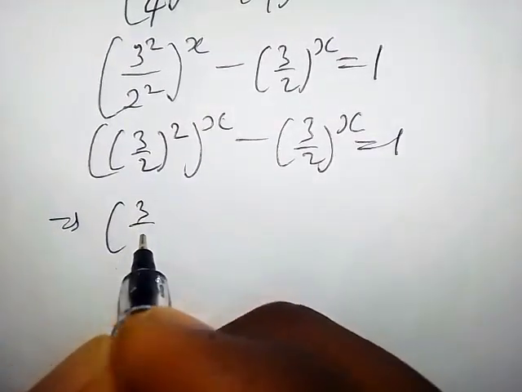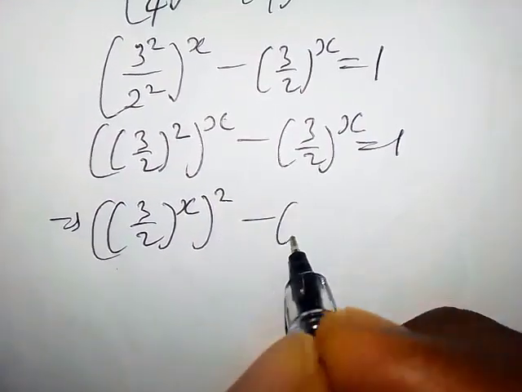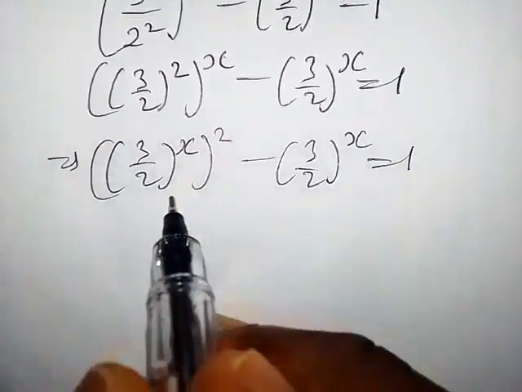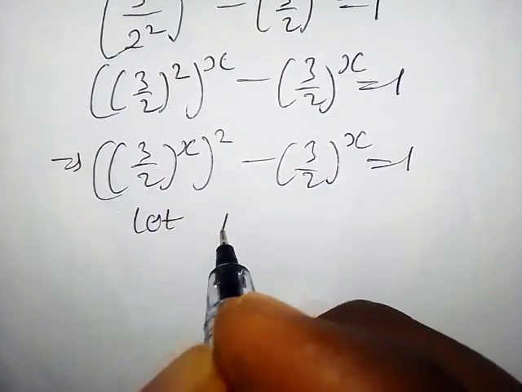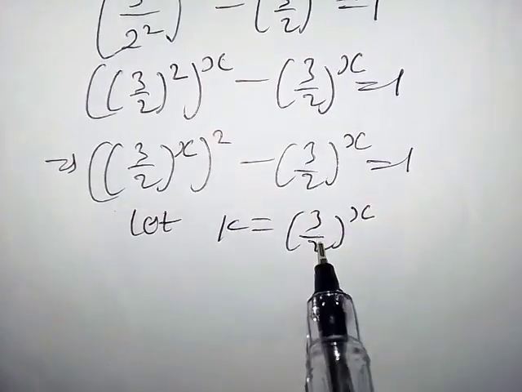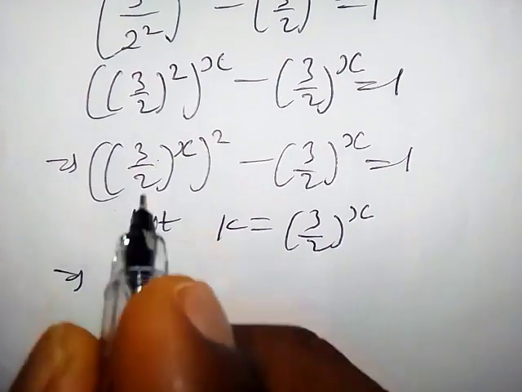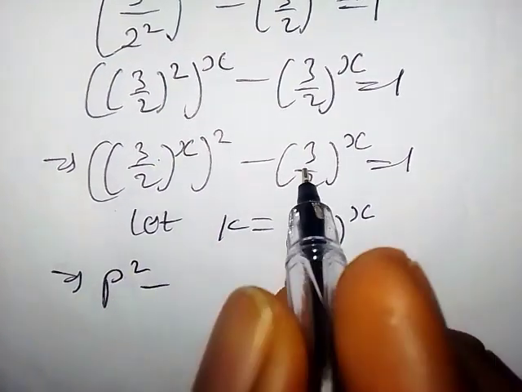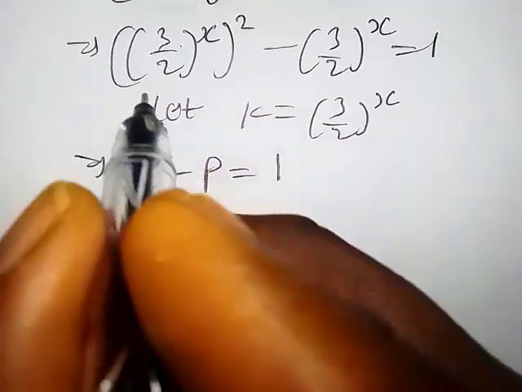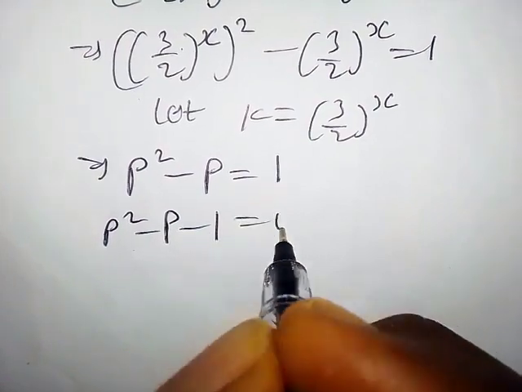So we have 3 over 2 raised to power x times 2 minus 3 over 2 raised to power x equals 1. So let p be equal to 3 over 2 raised to power x. So anywhere we see 3 over 2 raised to power x, we just replace it with p. So we're going to have here p squared minus p equals 1. So let's write this: p squared minus p minus 1 equals 0.